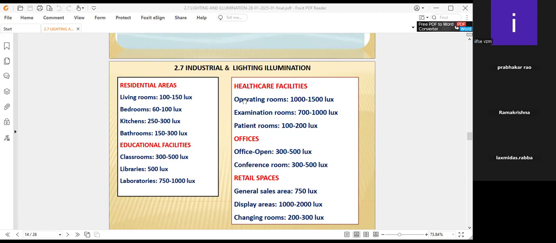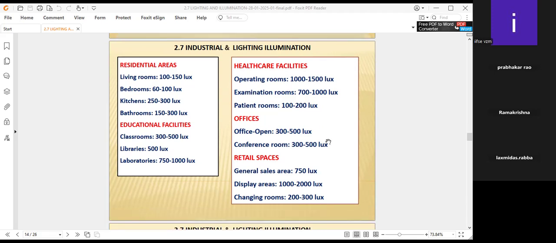Healthcare facilities: operating rooms 1000 to 1500, examination rooms 700 to 1000 lux, and patient rooms 100 to 200 lux. See, these are the ranges given. Depending upon our room size and the requirement of the brightness, you have to select the lux between 1000 to 1500. Even then, people have a dilemma on this. We have to decide as per our experience.